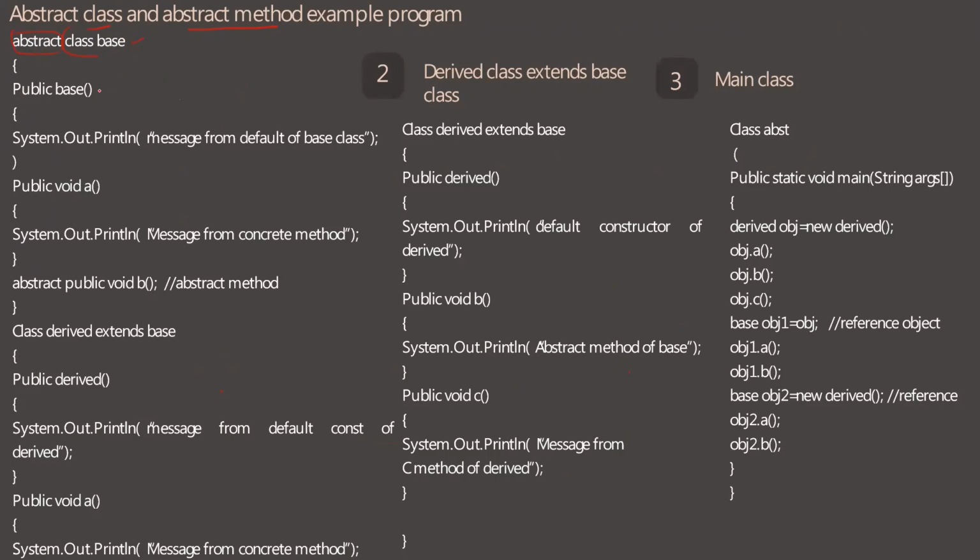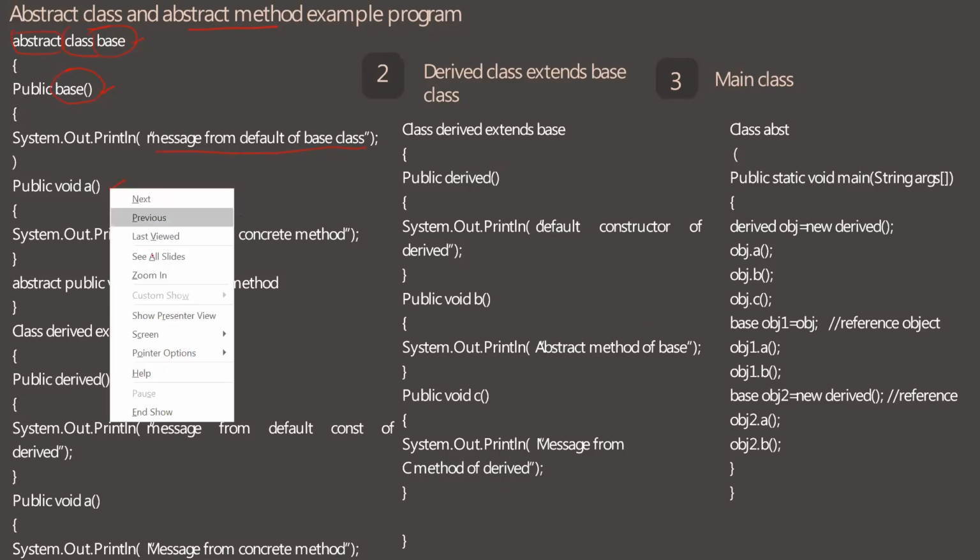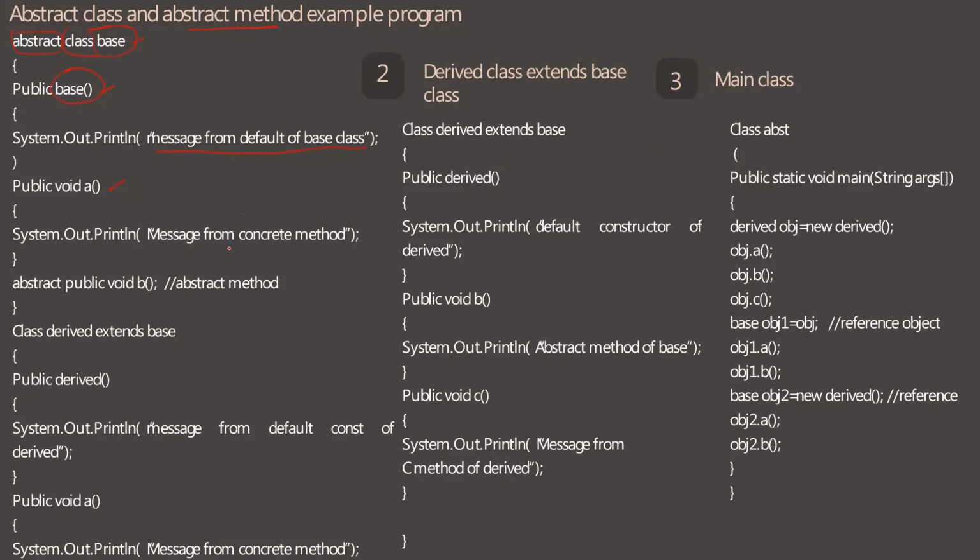And here I have taken public Base as a constructor, because the class name and constructor name are the same. Okay. Now, in the first print statement, I'm just printing the message from default constructor of Base class. Then I've created one more method called A. In that A method, you're going to create a message from concrete method.